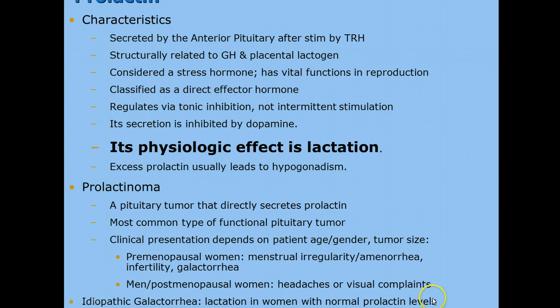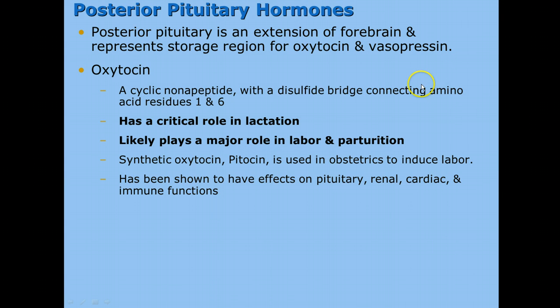And then this last term, this is the idiopathic galactorrhea. This is lactation in women with normal prolactin levels. We don't know why it's happening, it just happens. Not very often, I don't think, but it can happen.